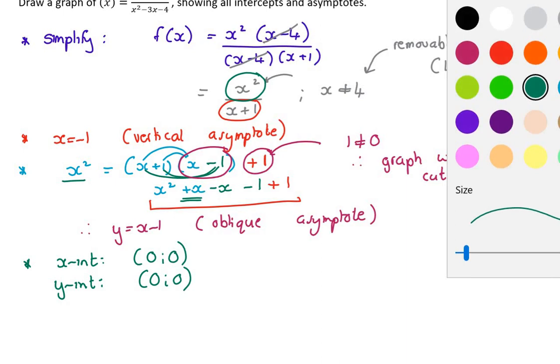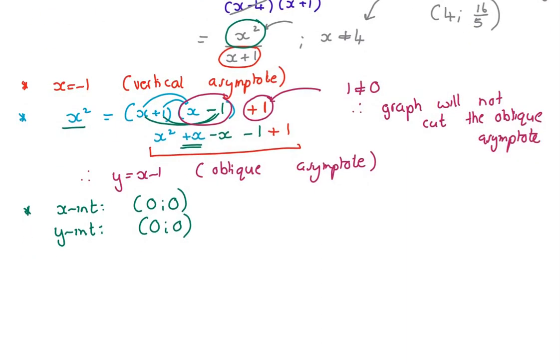So the last thing I need to do is find my stationary points. Again, to find my stationary points, I need to differentiate, but I would go to the simplified version. There's no need to go back to the more complicated version. It just makes a really, really messy equation. So that is my simplified version.